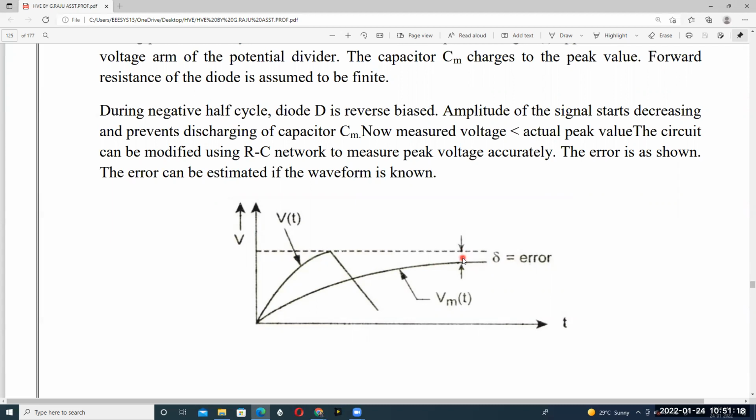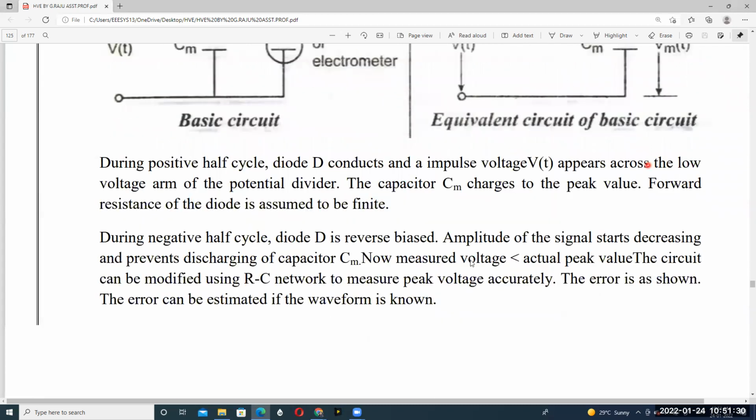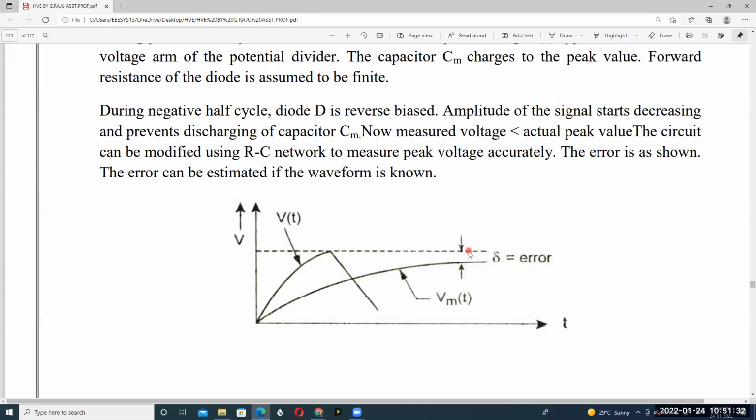This error is nothing but because of the diode resistance, the finite forward resistance of the diode. Because of the resistance, a small error is present in the measurement of the peak value. This can be overcome by using a simple RC network, and for either polarity.